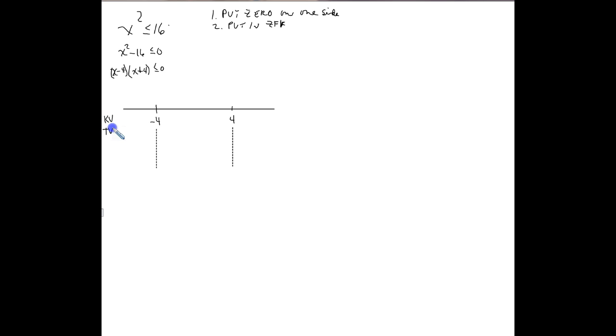Now I like to use a discrete value for the test value, and I have favorites. I just like to use negative 10. And if I can pick an easy number between negative 4 and 4, which is 0, I will do that. And then I will pick something after 4. If I have a choice, I will pick 10.